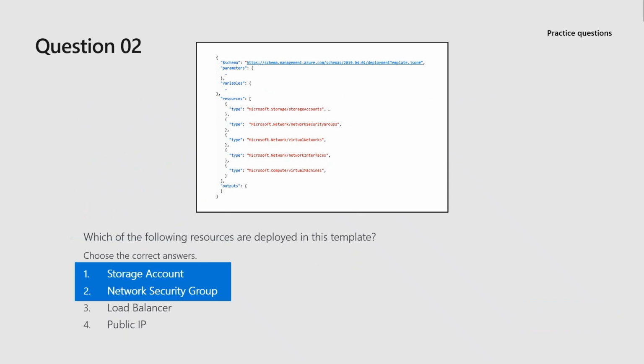The correct answer is storage account and network security group. So if we look in as our resources are listed here, we see references to our storage account as well as our network security group, but none of these other options as types that we would manipulate in this JSON template.